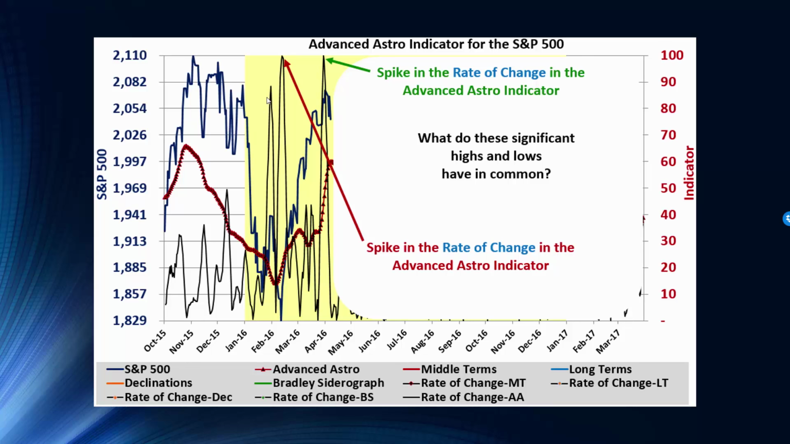So this first spike up has to do with a negative rate of change, and this spike up here has to do with a positive rate of change, because here it's going down, here it's going up. But this indicator, the rate of change, is not so much focused on whether the indicator is going down or going up. It's instead focused on how rapidly the indicator is going up or down.